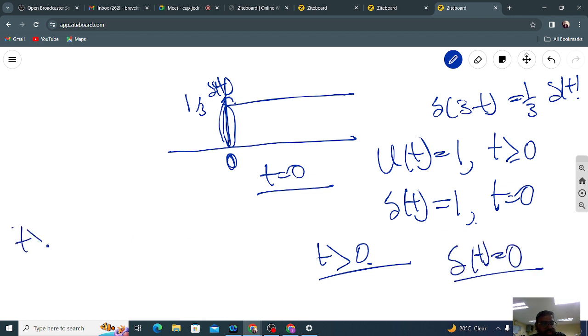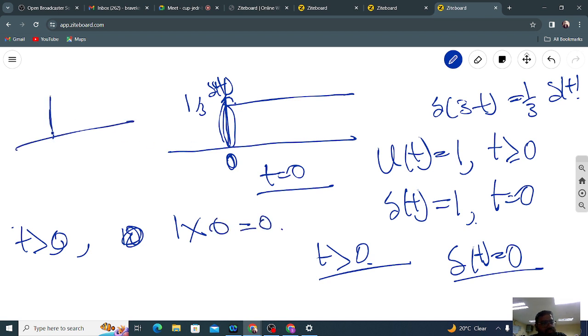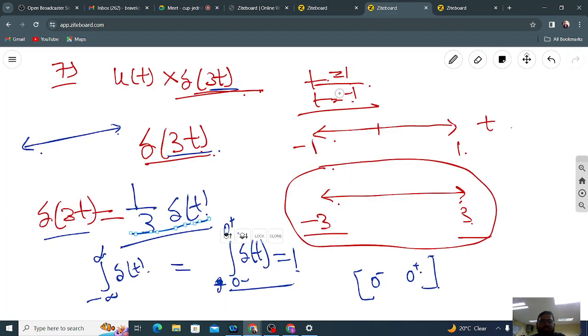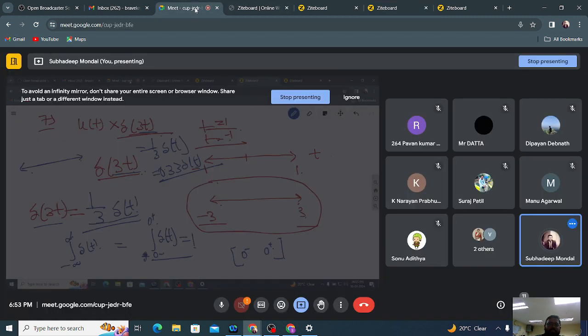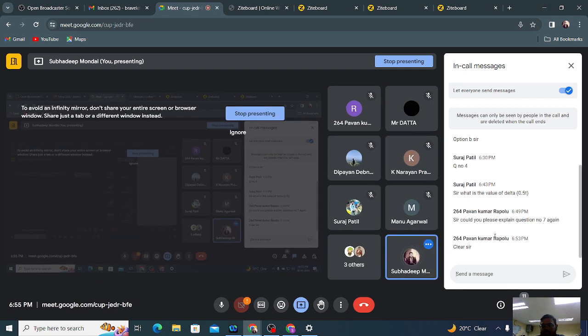So for any t greater than 0, if I multiply 1 by 0, the value will be 0. So this function will only have the value 1 by 3 del t at t equal to 0, and at all the other points the value will be 0. So the answer to this question is 1 by 3 del t, that is 0.33 del t. I think it is clear now.